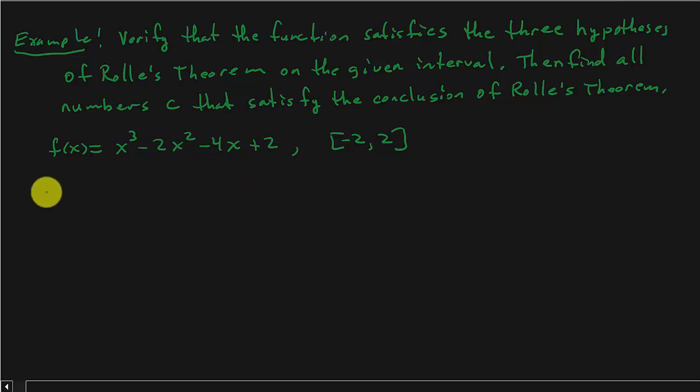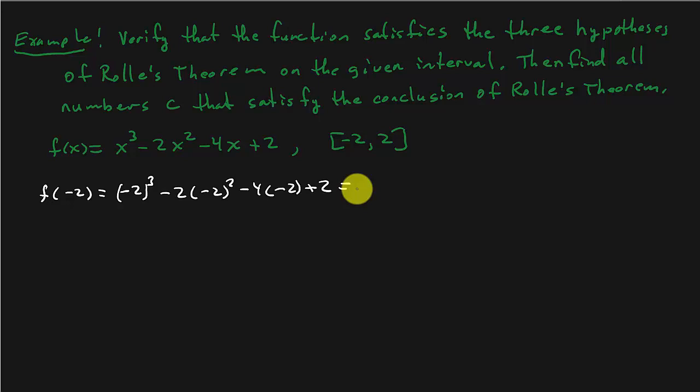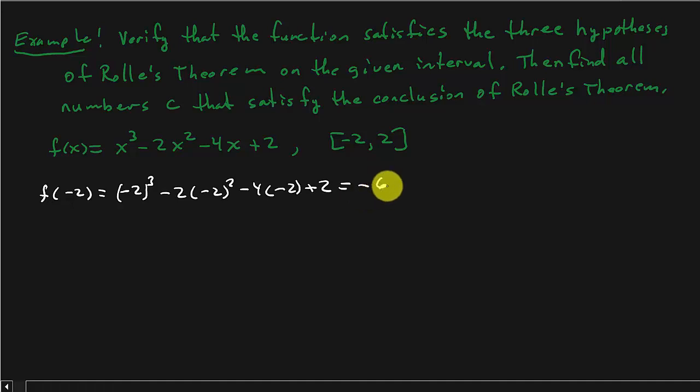All right. So we have f of a, which is -2 cubed minus 2 times -2 squared minus 4 times -2 plus 2. That is equal to, let's see, -8 minus 8 plus 8 plus 2, which is -6. Make sure I did that right. Yeah, okay. And then I've got to find f of 2. These two have to be the same.